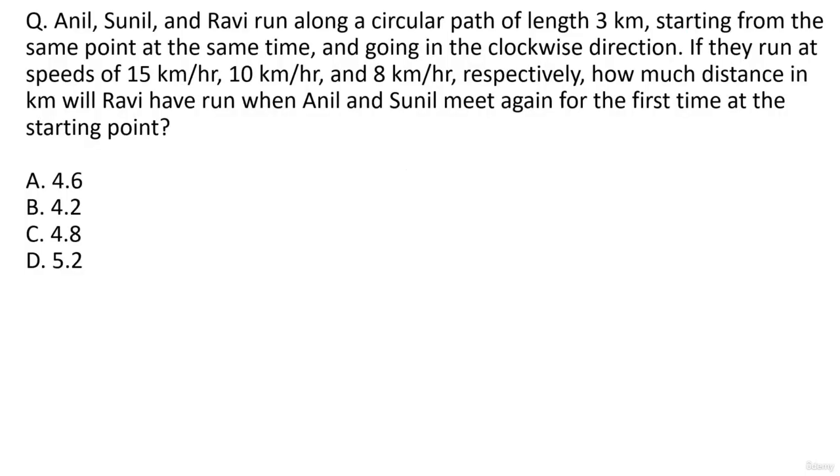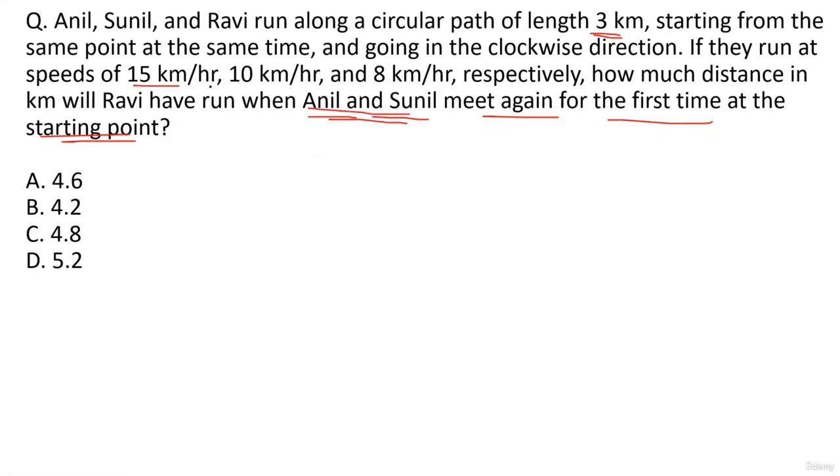Anil, Sunil, and Ravi run across a circular path of length 3 kilometers, starting from the same point at the same time and going in the clockwise direction. If they run at speeds of 15 kilometers per hour, 10 kilometers per hour, and 8 kilometers per hour respectively, how much distance in kilometers will Ravi have run when Anil and Sunil meet again for the first time at the start point? Okay, so first we have to find the time for Anil and Sunil to meet at the starting point.